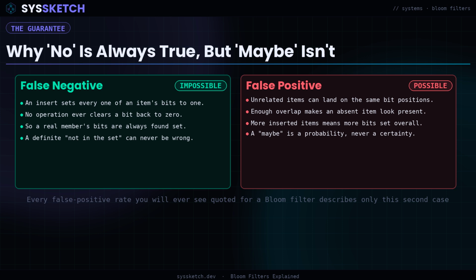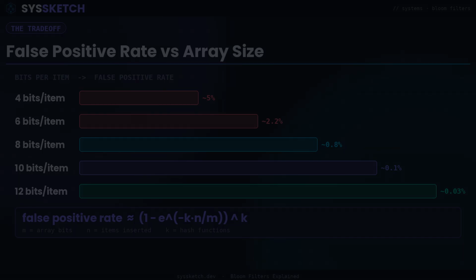like a match. As more items get inserted, the array fills up with more and more ones, and the odds of one of these accidental collisions rises. So the honest way to describe a Bloom filter is that a no is always the truth, and a maybe is a calculated bet, weighted by how full the array has become.